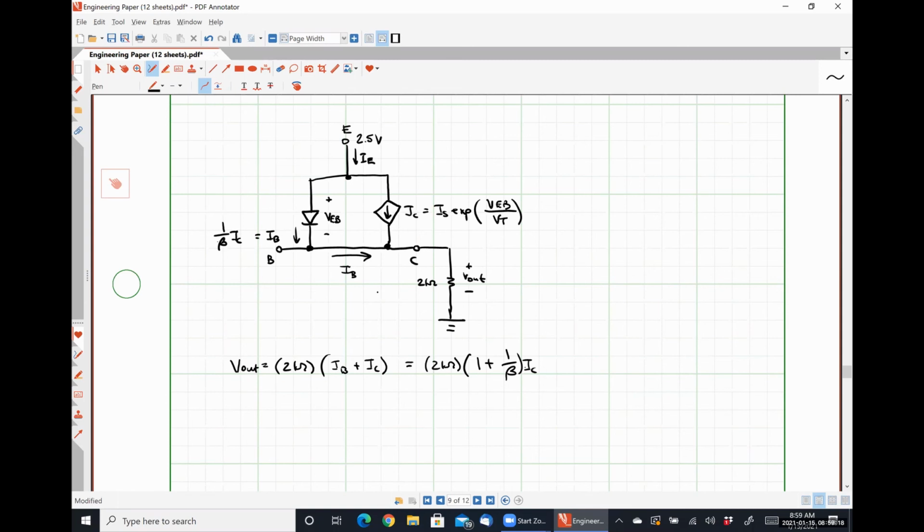So how are we going to figure out what IC is or what VEB is? Because if we know one of those, we can get the other.